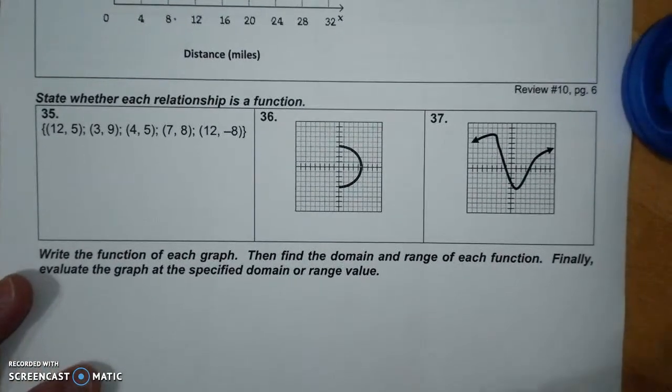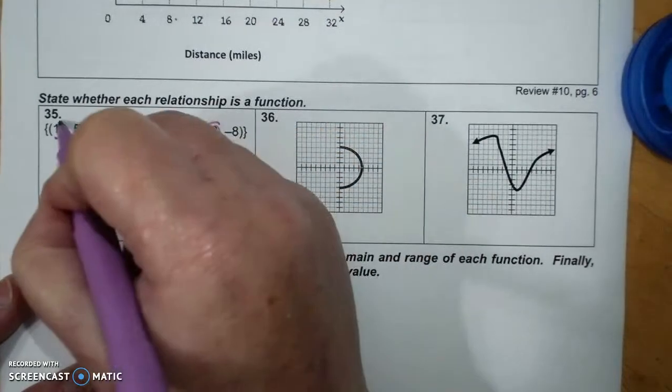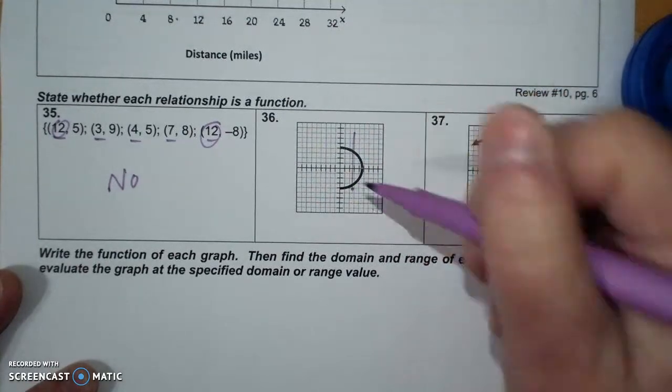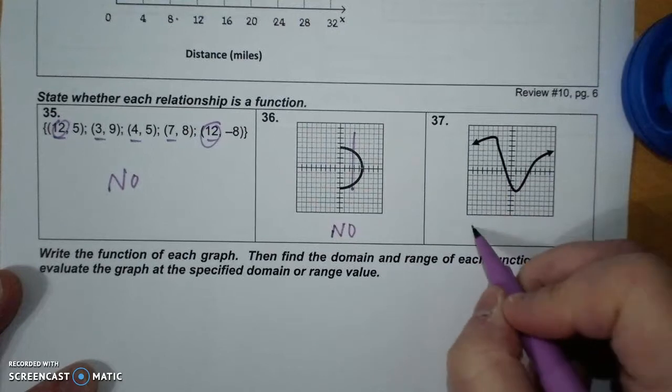Is it a function? X's can't repeat. They repeated. That is a no. Does it pass a vertical line test? That is a no. Does it pass a vertical line test? That is a yes.